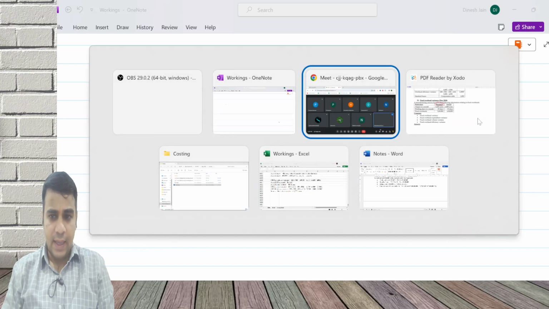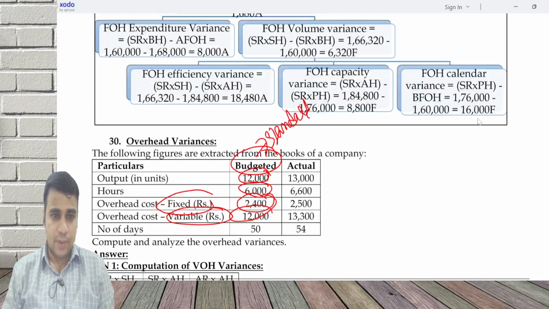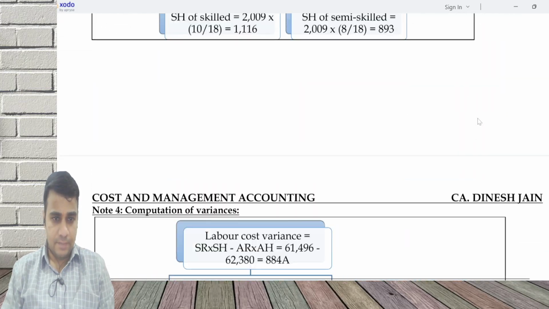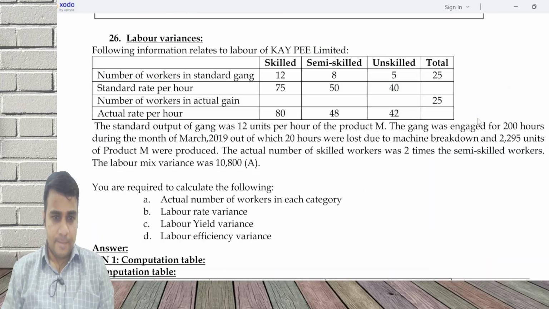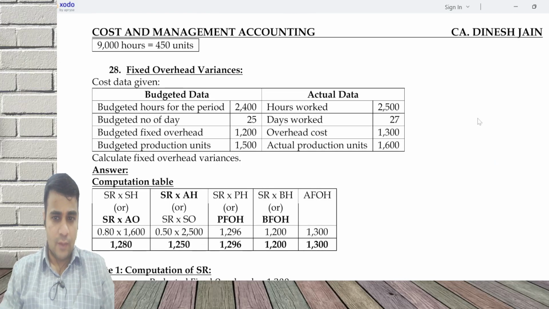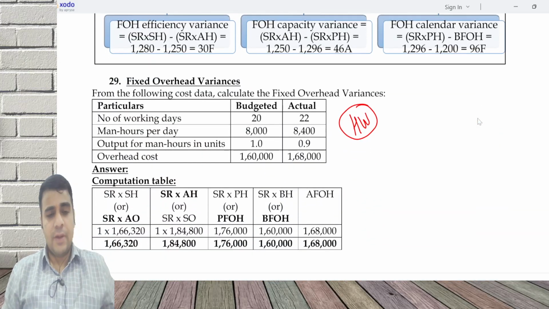We were doing area of overhead variances. There's only one homework which was there, a fairly simple question. So I'll quickly discuss that homework first. Homework was, I think, question number 29. From the following cost data, calculate the fixed overhead variances.